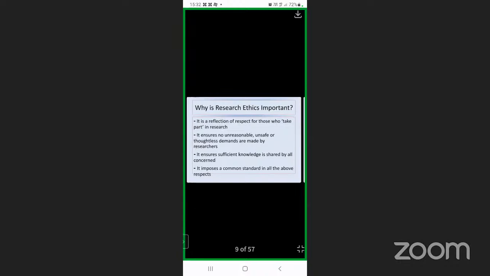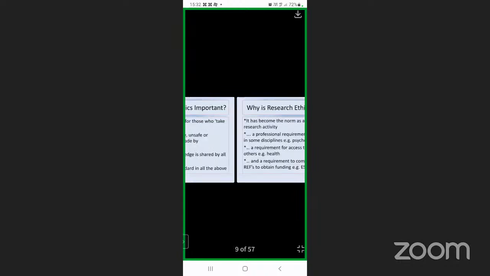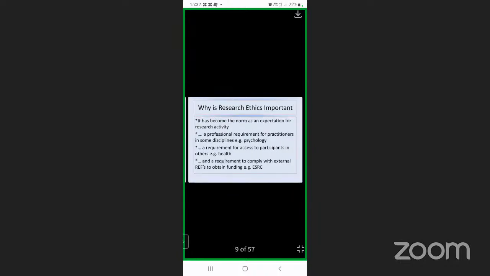This ethics is also important because it has the norms as the expectation for research activity. For performing and continuing the research activity, we have to follow the norms which have been given, or the expectations for the research activity.